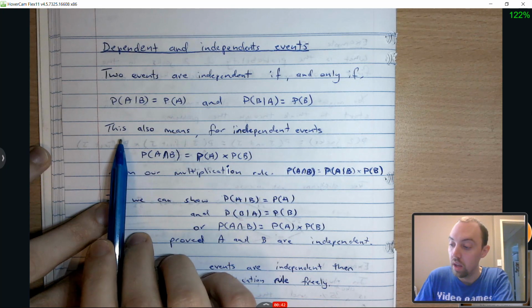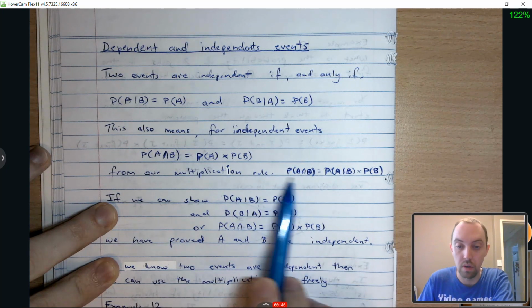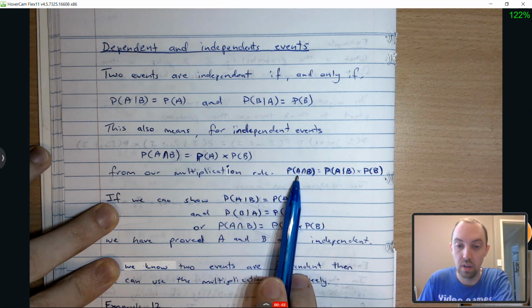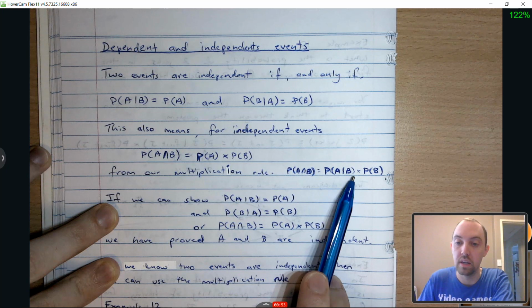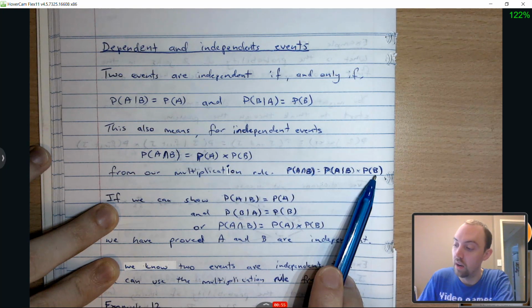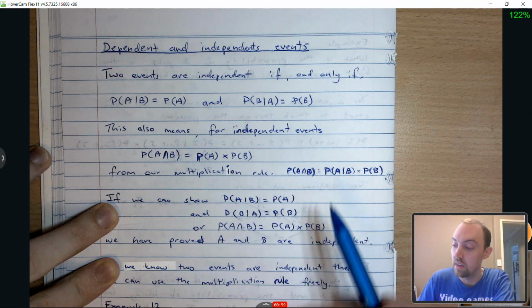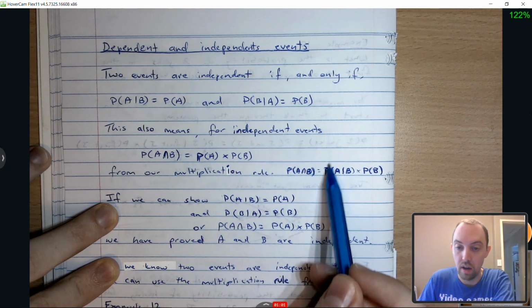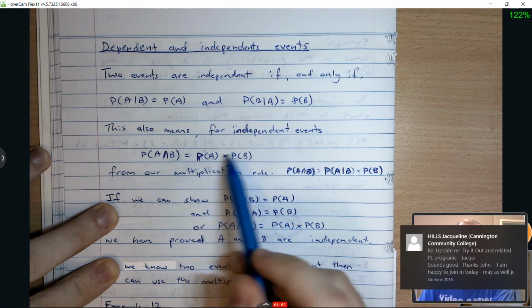This also impacts our multiplication rule, which I've written afterwards here. Probability of A and B is the probability of A given B times the probability of B. But if we have independent events, then this part is just the probability of A, so we can multiply those two.